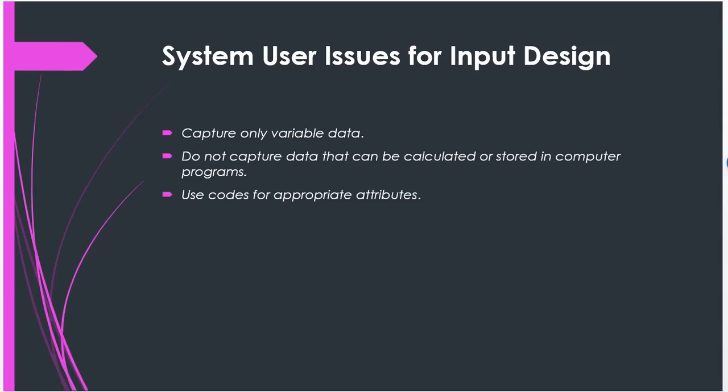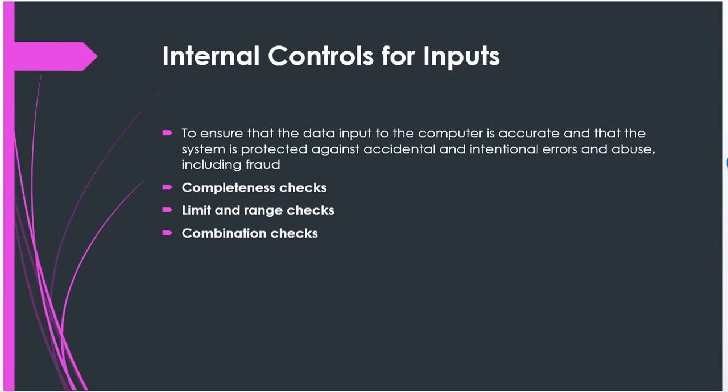So you look at things like just making sure that you capture only variable data. You don't make the user capture data that the system can actually generate on its own. Okay, so there's no need for you to do that. And then you also need to have some controls as far as inputs are concerned. These controls will help you make sure that your program is containing accurate information, as well as providing risk management controls that help protect you against accidental or intentional errors, as well as crimes like fraud.